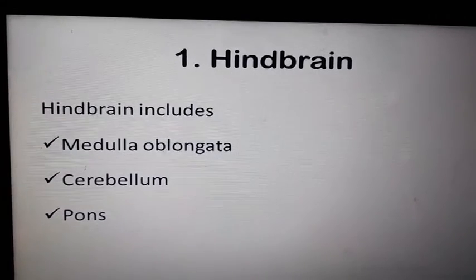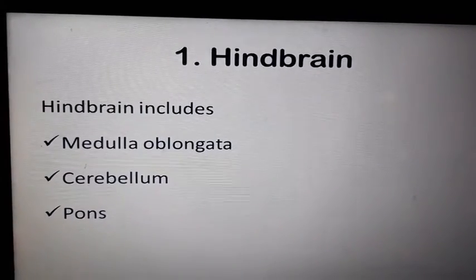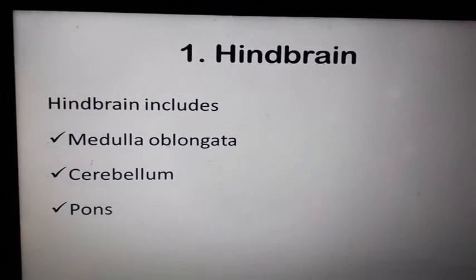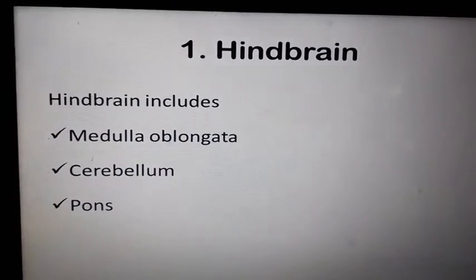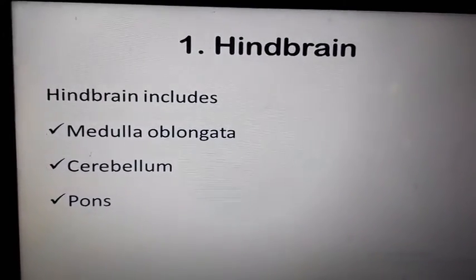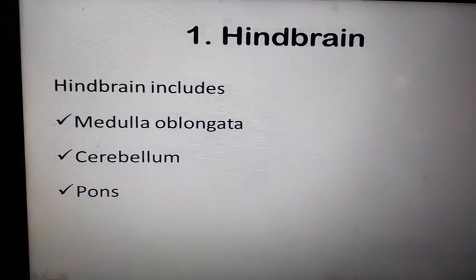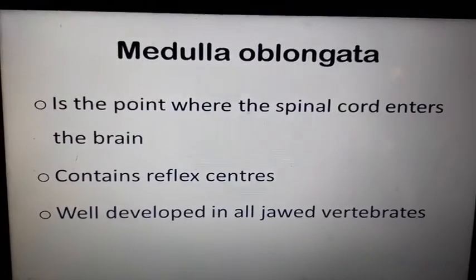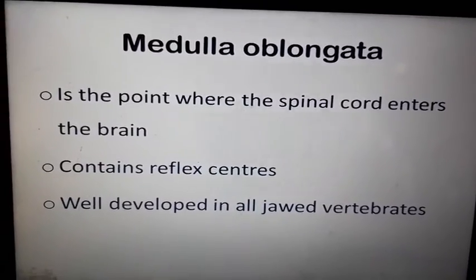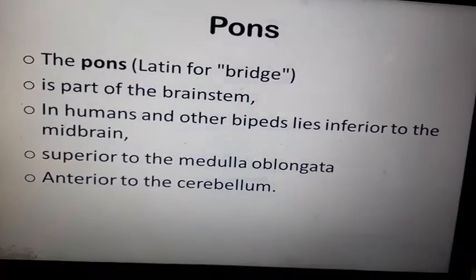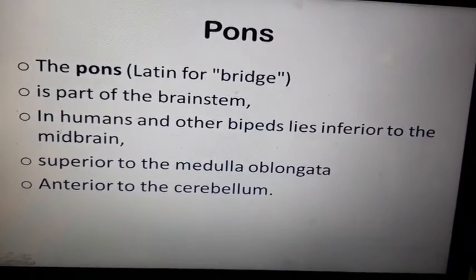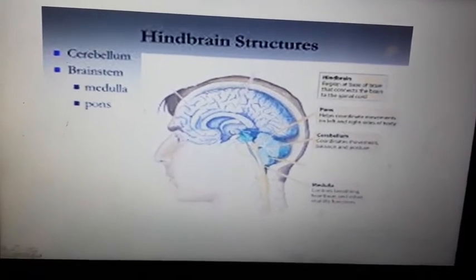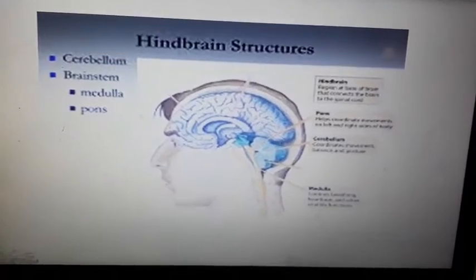So after this we move towards the last part of the hindbrain, that is the pons. The pons acts like a bridge of transverse nerve tracts from the cerebrum of the forebrain to both sides of the cerebellum, and it also contains tracts that connect the forebrain and spinal cord in all types of vertebrates. So this is about the medulla oblongata's major points, and these are about the cerebellum, and this is about the pons. This is the hindbrain structure having the cerebellum, brainstem, medulla oblongata, and pons as well.